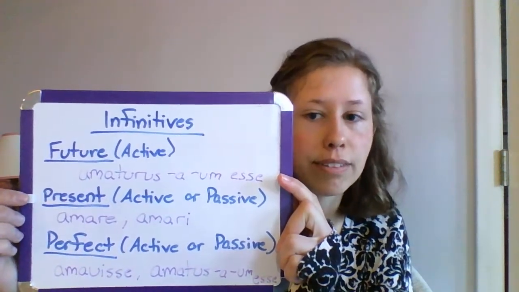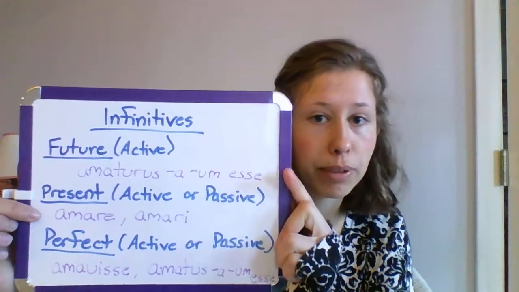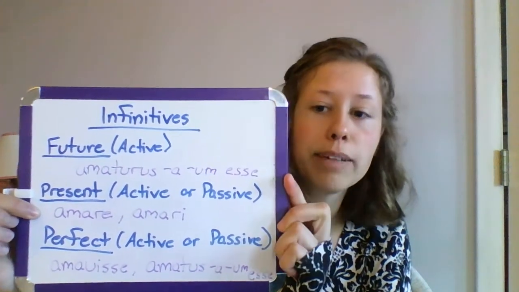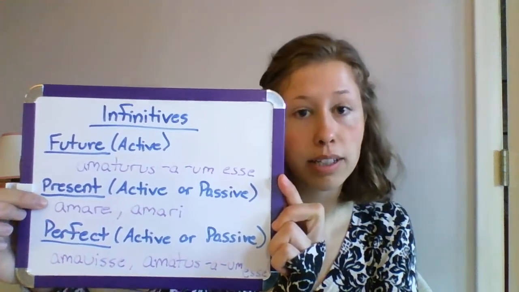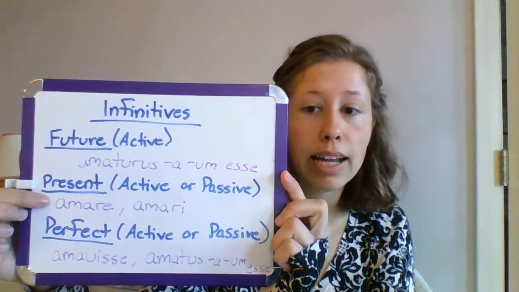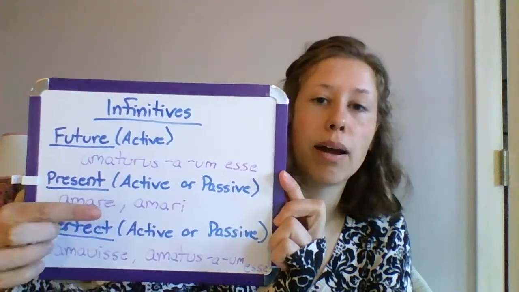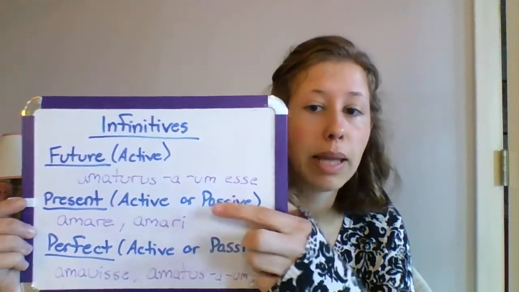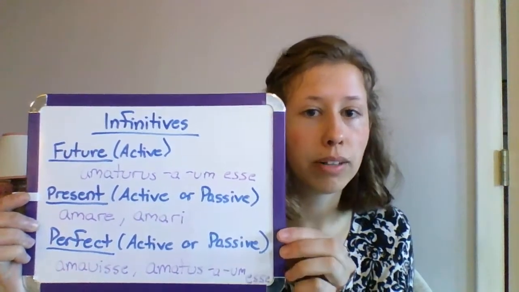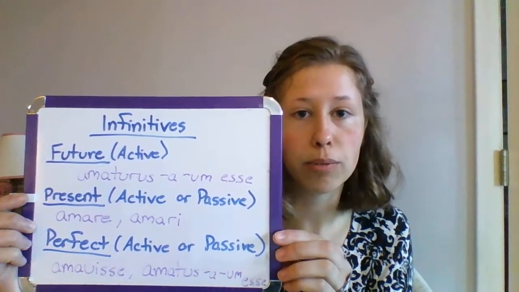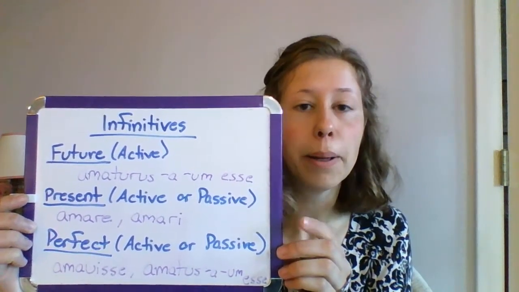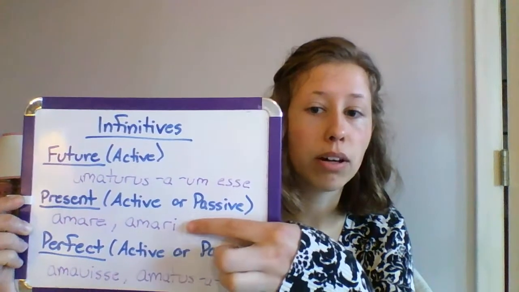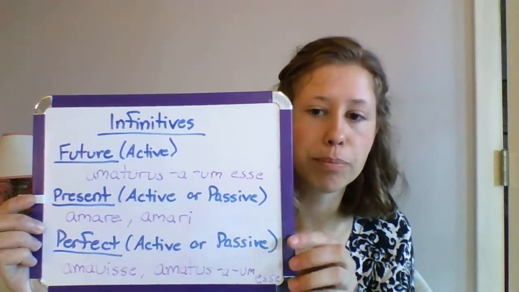The present infinitive comes from that second principal part, as we discussed just recently. So you have amare in the present active infinitive, and then amari in the present passive infinitive. And that present passive infinitive, the amari, is the same as the deponent would be for a deponent verb. So you get minor, minari if you have the deponent form.